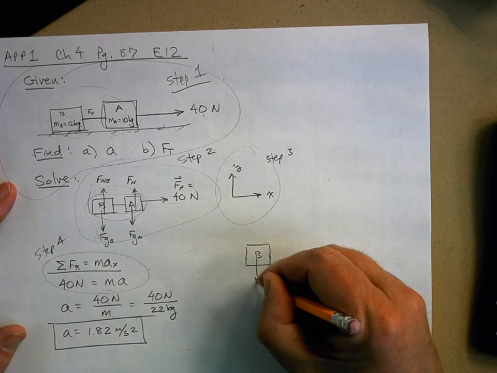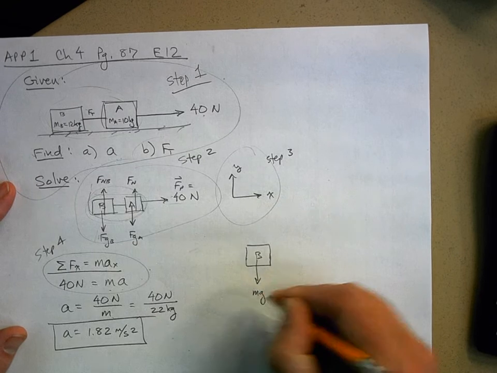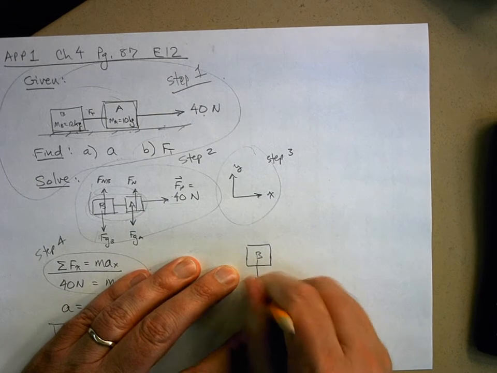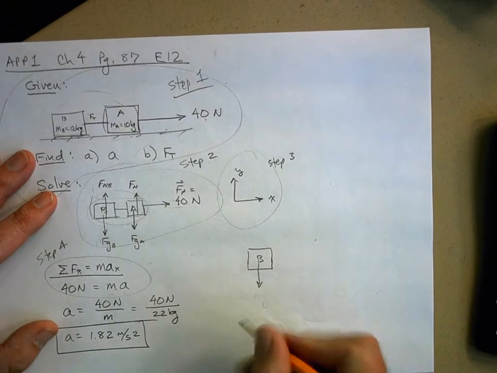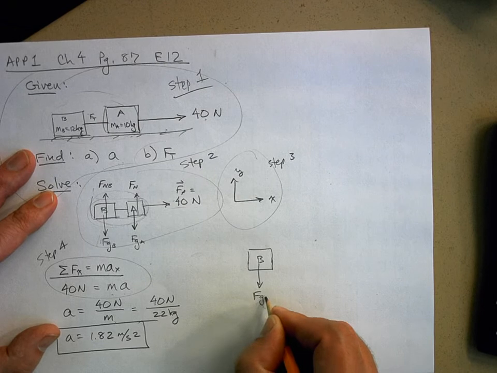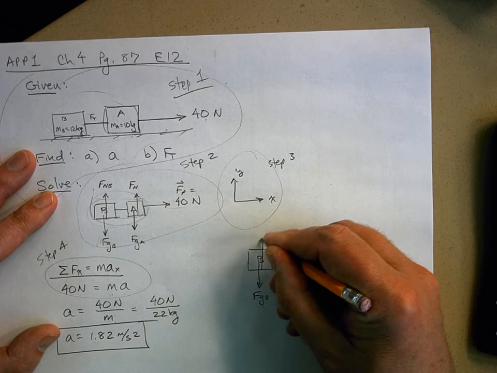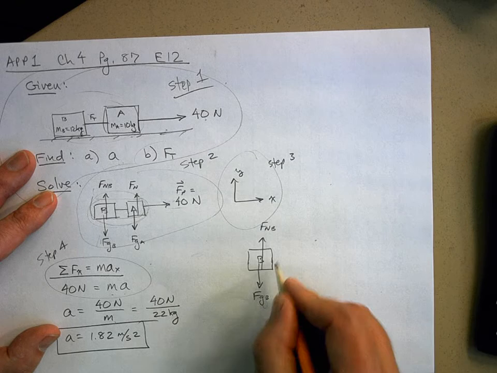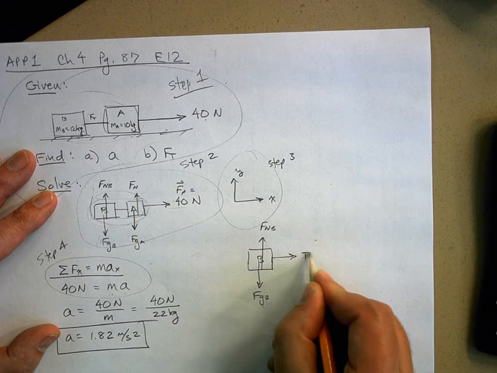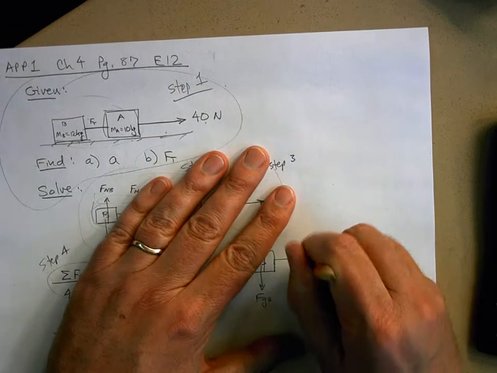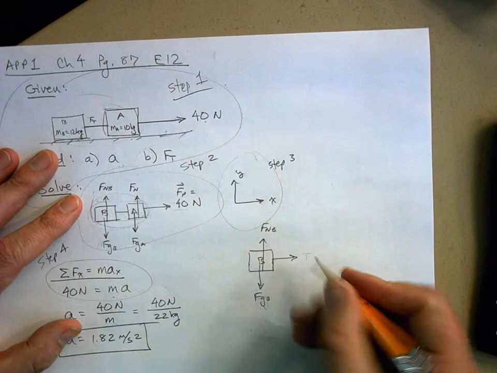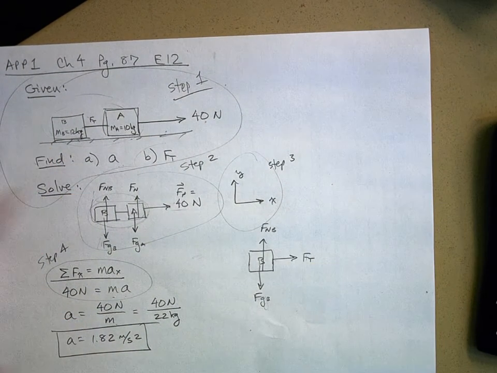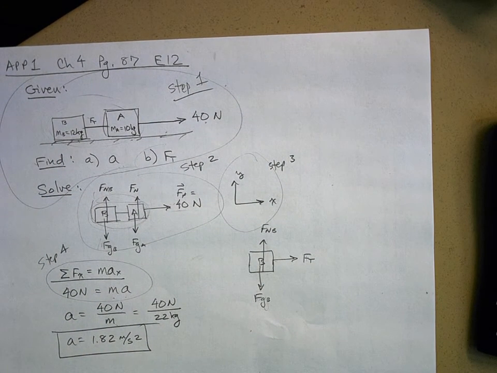What do I got? I have the force of gravity acting on B. And I got the normal force of B. And I got this little tension force. And that's it.